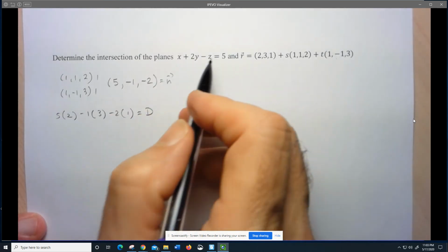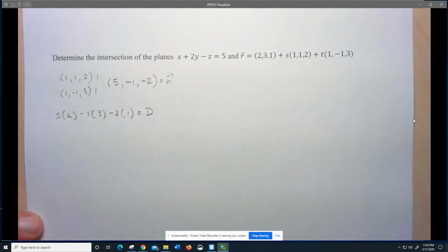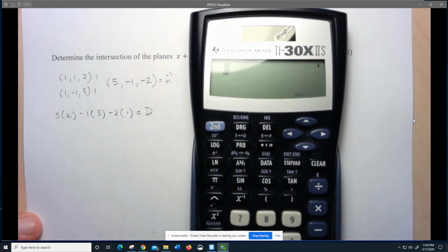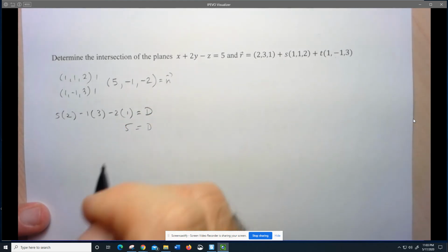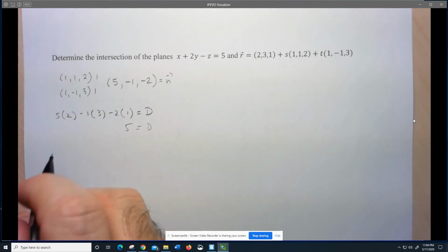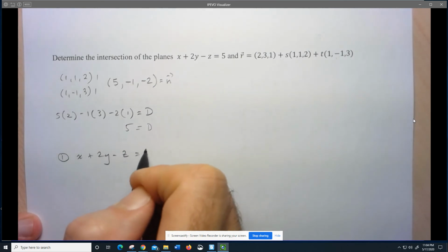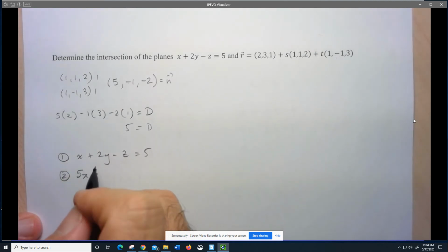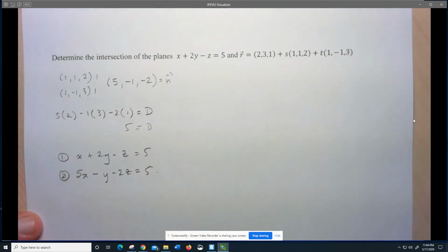I might as well follow the same pattern. It doesn't change anything in terms of the solution. Not taking any chances here. Well, this is pretty easy: 10 minus 3 minus 2. There you go, 5. So d is equal to 5. So what do we have as our equations now? Equation 1 is x plus 2y minus z equals 5. And equation 2 is 5x minus 1y minus 2z is also equal to 5.